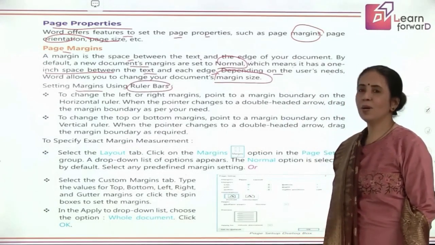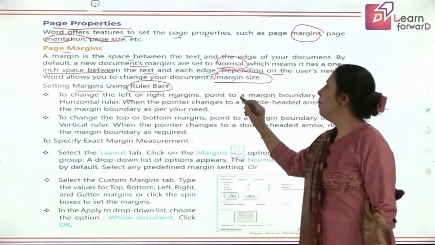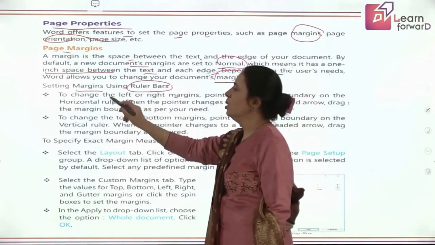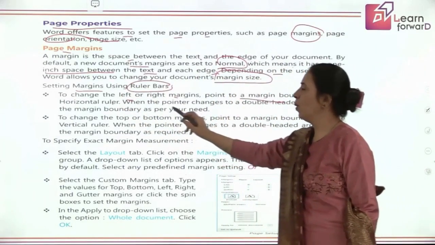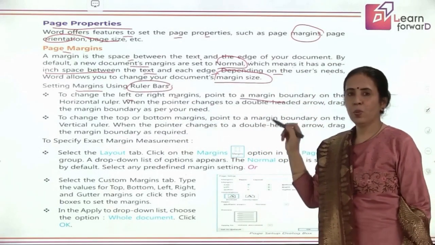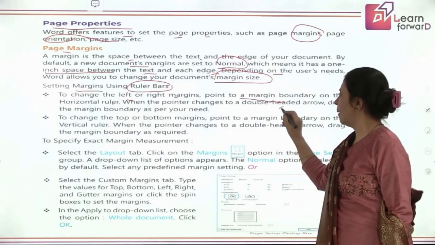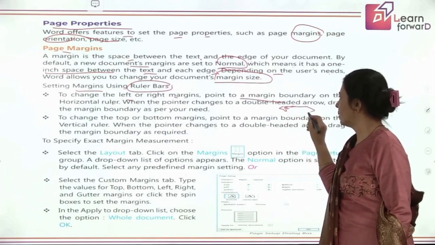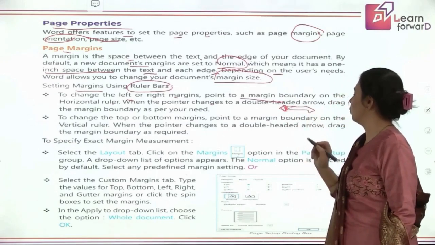Okay, so get ready. To change the left or right margin, point to the margin boundary on the horizontal ruler. So we are first going on the horizontal ruler. Okay, now when the pointer changes to the double-headed arrow. So when you click there, you'll get a double-headed arrow. So this is a double-headed arrow. It looks like this, okay? So here also we have a head and here also we have a head.